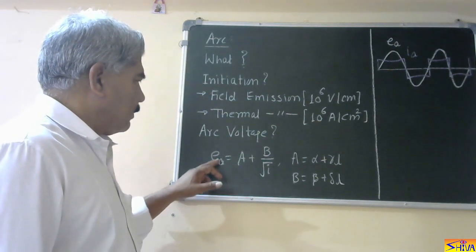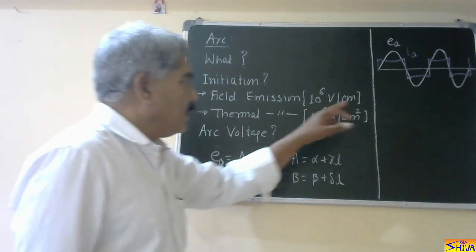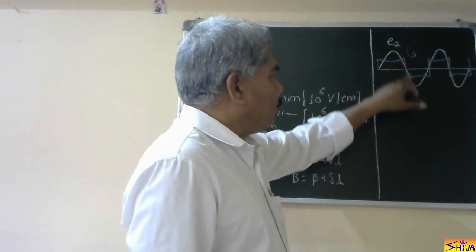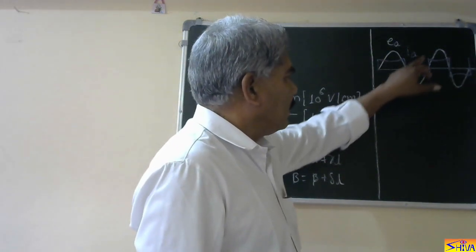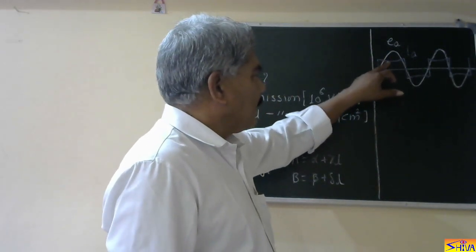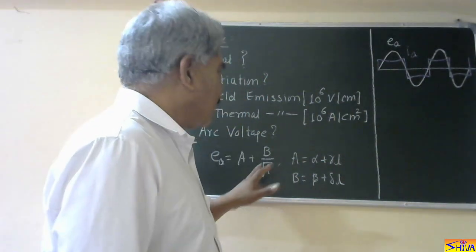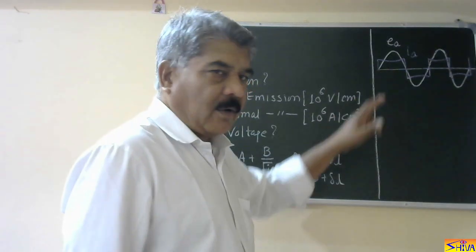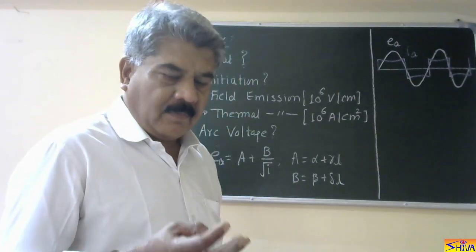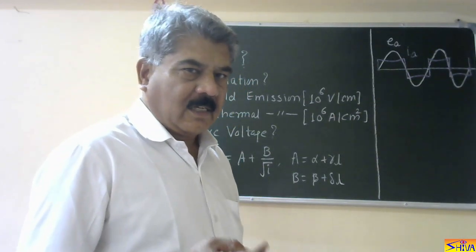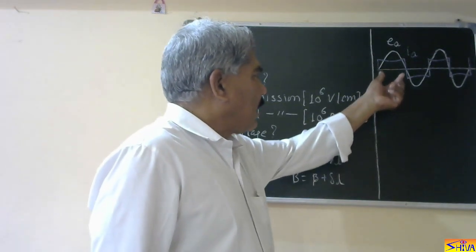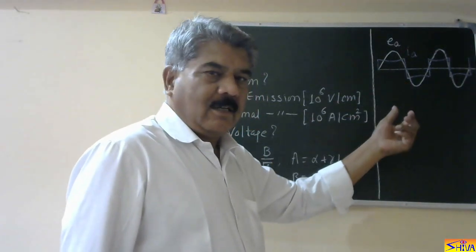So from this equation, we can draw the arc voltage and arc current. So this is the sinusoidal arc voltage and current is like this. So first thing we observe from this equation as well as from this waveform is, number one, arc is resistive in nature, because here you can observe arc voltage and arc current are in phase.